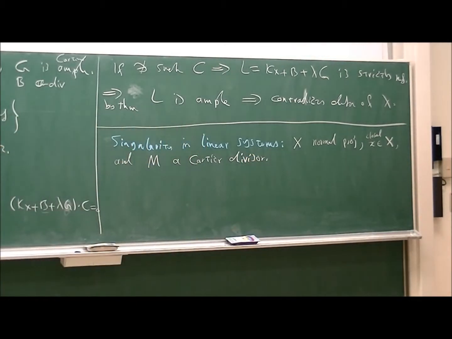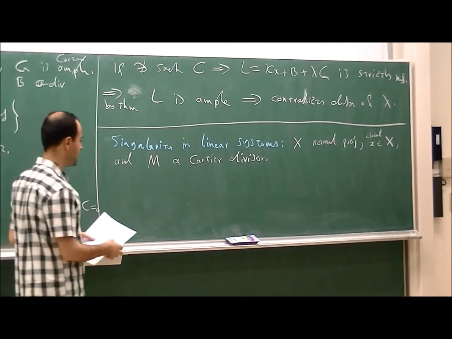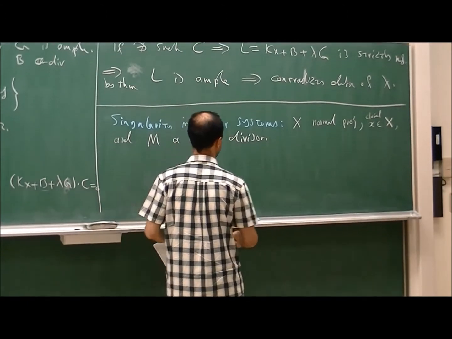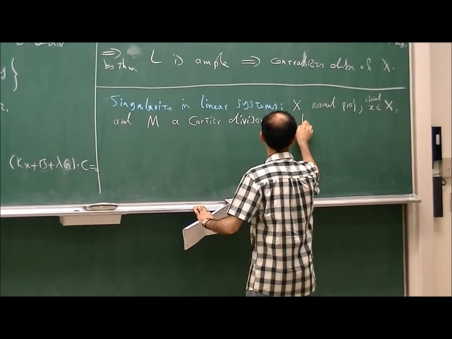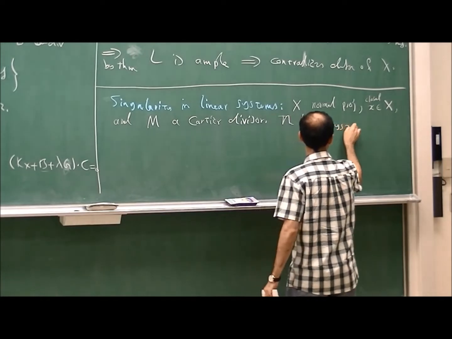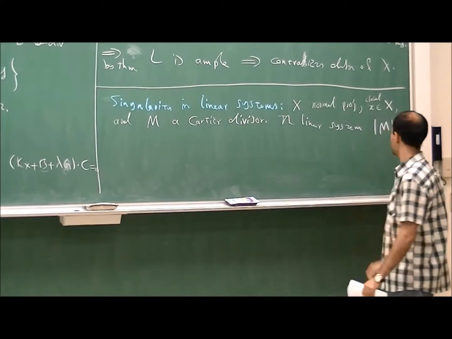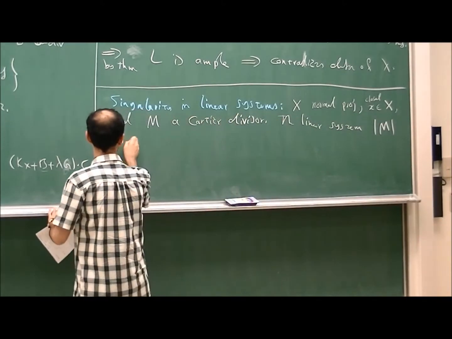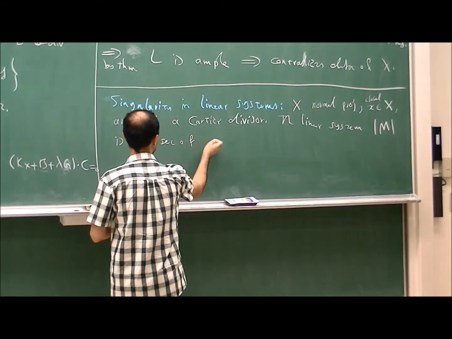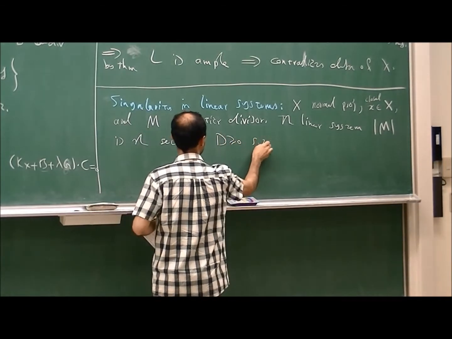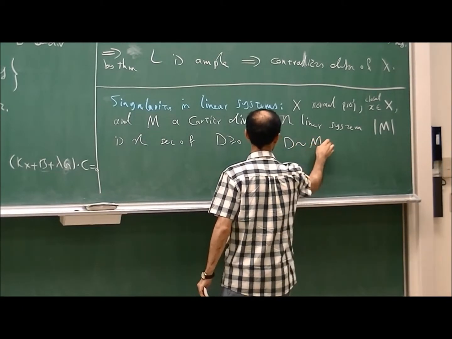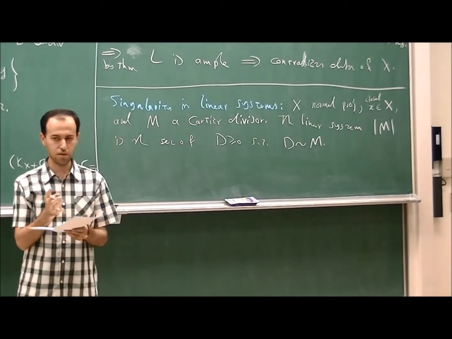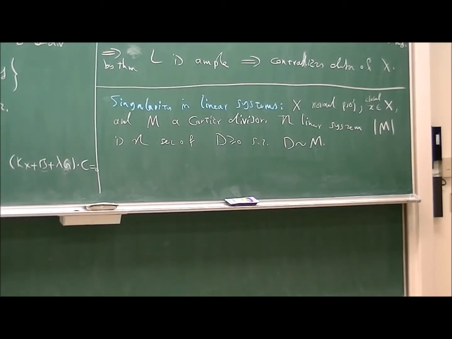So when you are given a Cartier divisor, you can look at the linear system of this divisor. Essentially, this means looking at the sections of this divisor. The linear system is usually denoted in this way. This is just the set of effective divisors. In other words, you look at all the sections of this divisor. When you change the sections, it will give you different effective divisors.